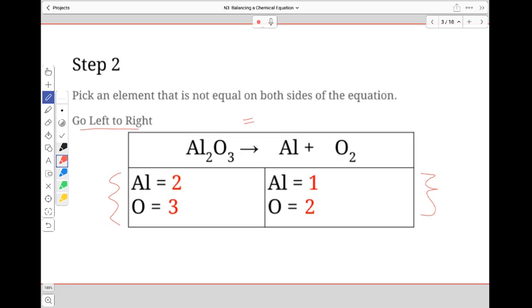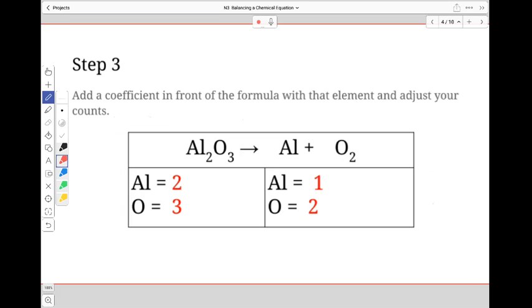In this particular case, I'm going to start with aluminum, and I'm going to identify that the aluminums are not balanced. They're not equal. I have 2 aluminums as reactants, and I have 1 aluminum as a product. So the very next thing I'm going to do is add a coefficient to the front of the formula with that element to adjust their counts.